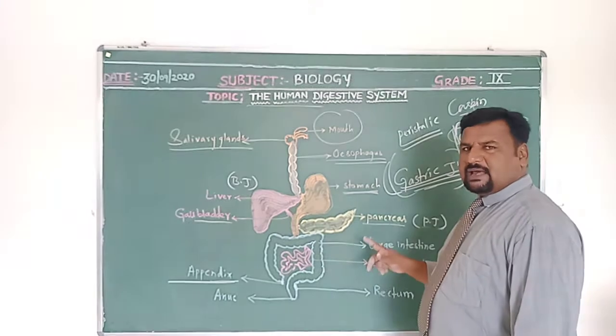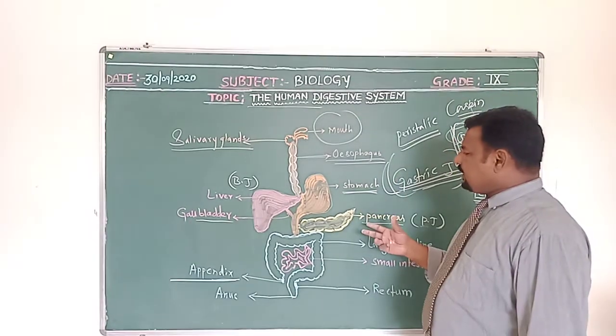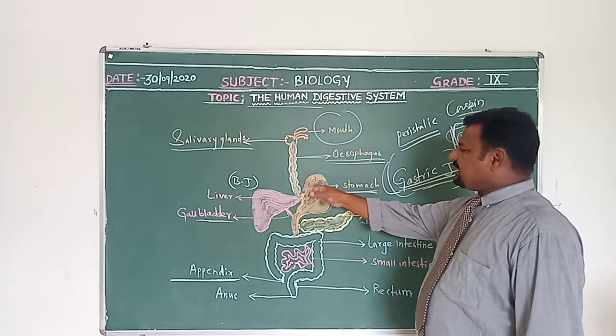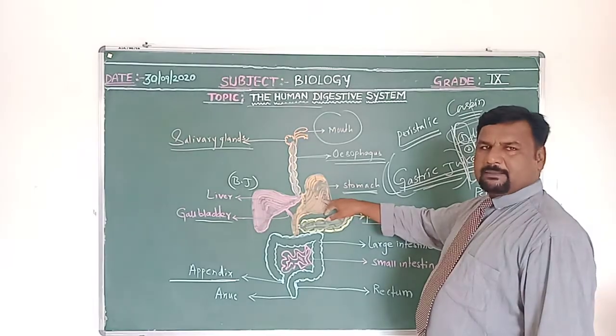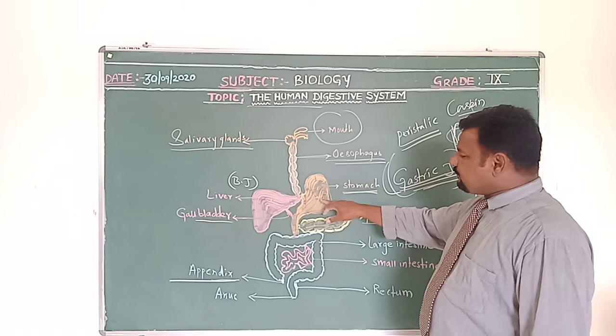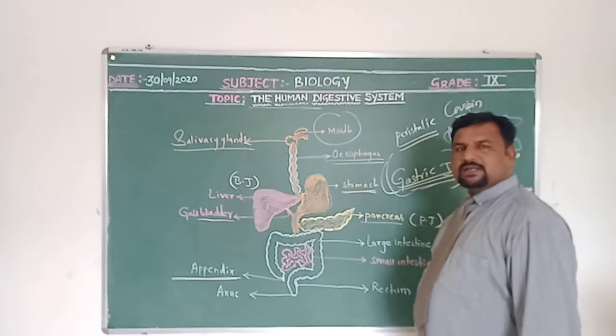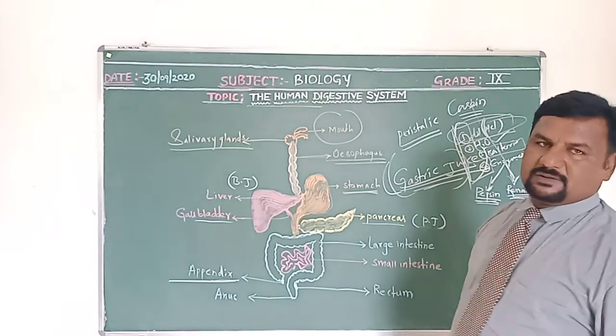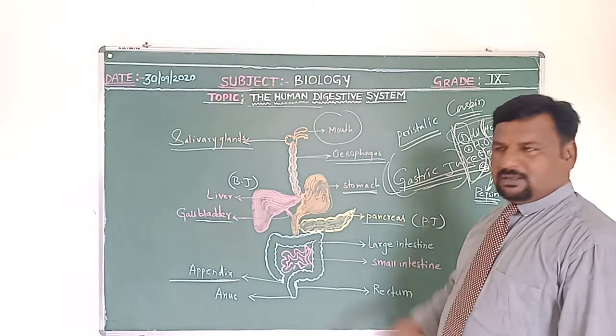In our next class, we'll start knowing how the partial digestion occurs in the stomach itself till here. When the food from the stomach moves to the small intestine, then the complete digestion occurs. That will be discussed in our next class.